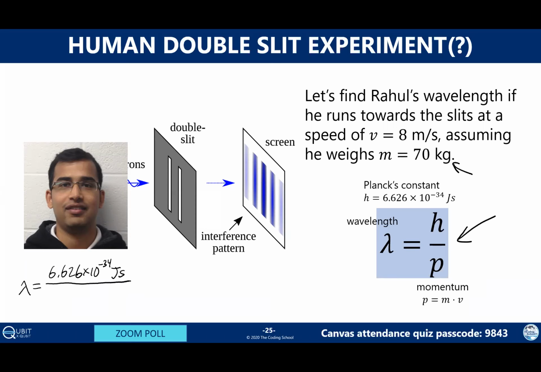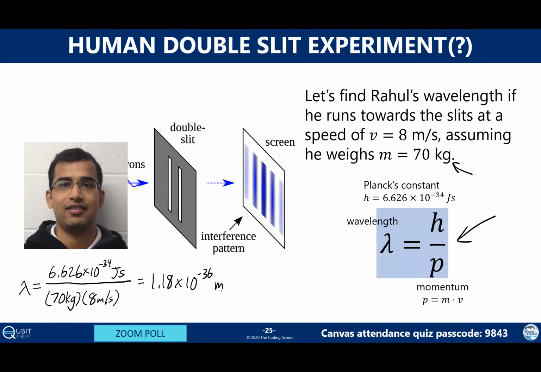Now p, momentum, is just going to be the mass times the velocity of our particle wave object, right? So Rahul's mass is 70 kilograms, and Rahul's velocity in this example is 8 meters per second. Okay, so if you plug this into your calculator and you don't make any mistakes, or hopefully I didn't make any mistakes, you should get something like 1.18 times 10 to the minus 36 meters.